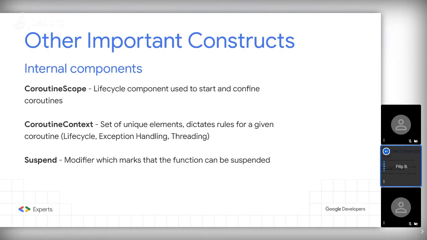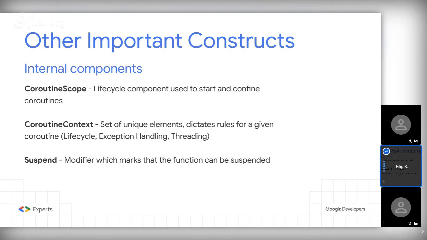Another element might be the exception handling element, which will simply say, okay, if an exception occurs, this is what's going to happen. And the third element will be the lifecycle, and that's kind of hidden behind a job construct, which is like a special object. And the job is basically like a piece of work wrapped in an object, which you can then use to cancel that piece of work.